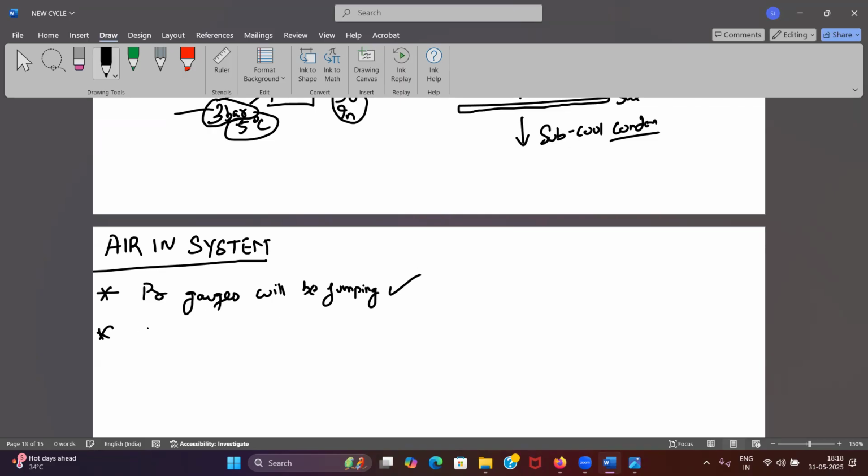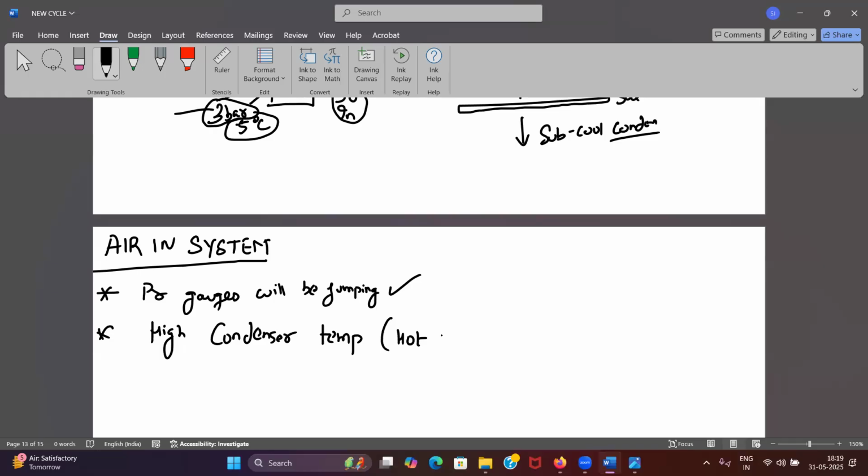Then if you touch your condenser, the condenser will be hot. Both suction and discharge pressures will jump. High condenser temperature, or a hot condenser, you normally feel it by your hand. If it is hot, that means air is there in the system, because air is not going to be condensed in the condenser.